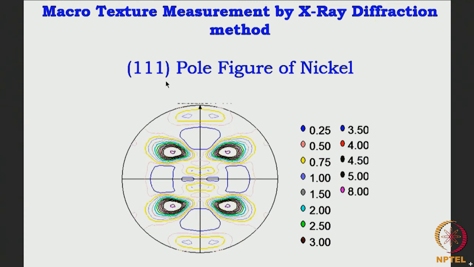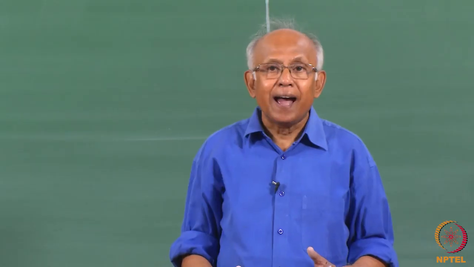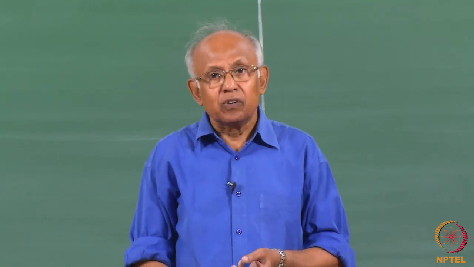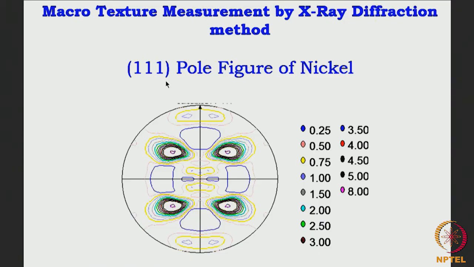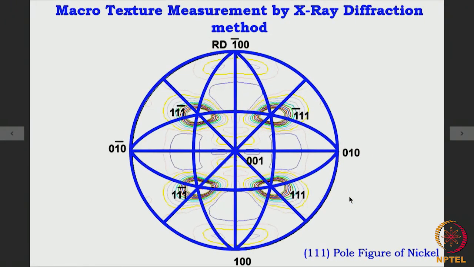Now, how do we read this particular pole figure? In order to read a pole figure, we have to have a large number of standard stereographic projections with us. If you remember, we talked about a 001 standard stereographic projection. So, what we do is we take the 001 standard stereographic projection and superimpose it on this pole figure. Once we do that, this is what the situation looks like. The blue colored diagram is the 001 standard stereographic projection, and below this we have the pole figure where the 111 poles have been plotted.